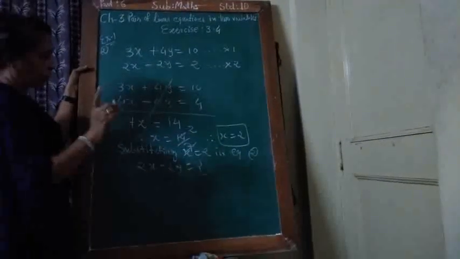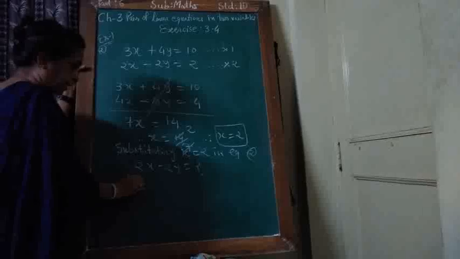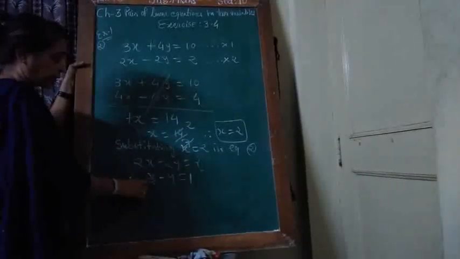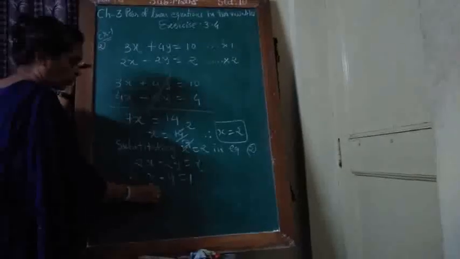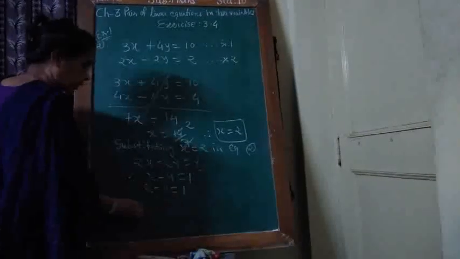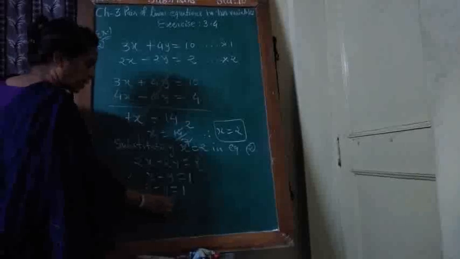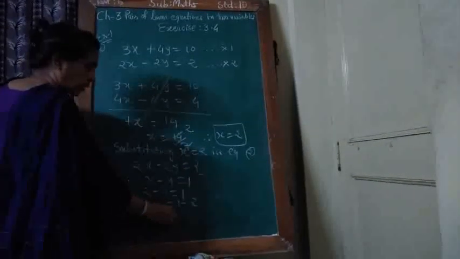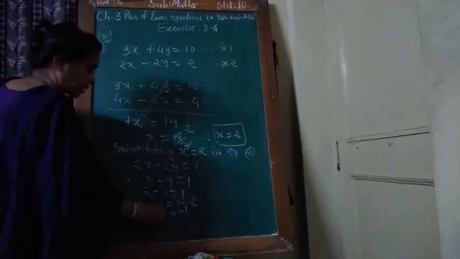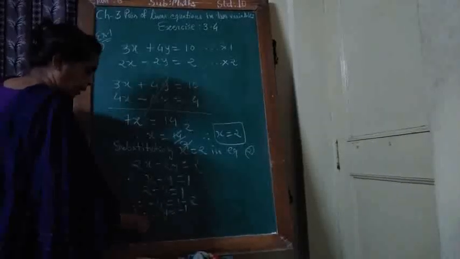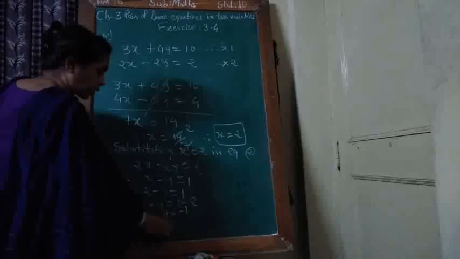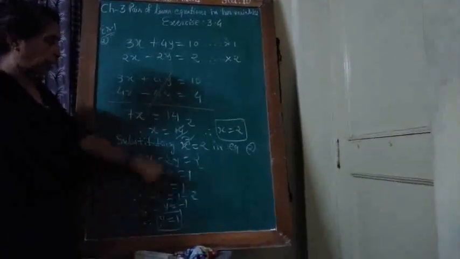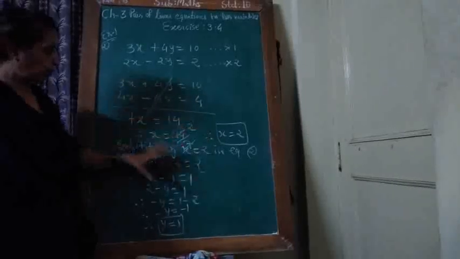So I divide all the terms by 2, so we get x minus y equal to 1. Substitute 2 here. So 2 minus y equal to 1. Therefore minus y is equal to 1 minus 2. The 2 goes on this side. So it becomes minus y equal to minus 1. And therefore y is equal to 1. Okay, so I get the values y equal to 1, x equal to 2.